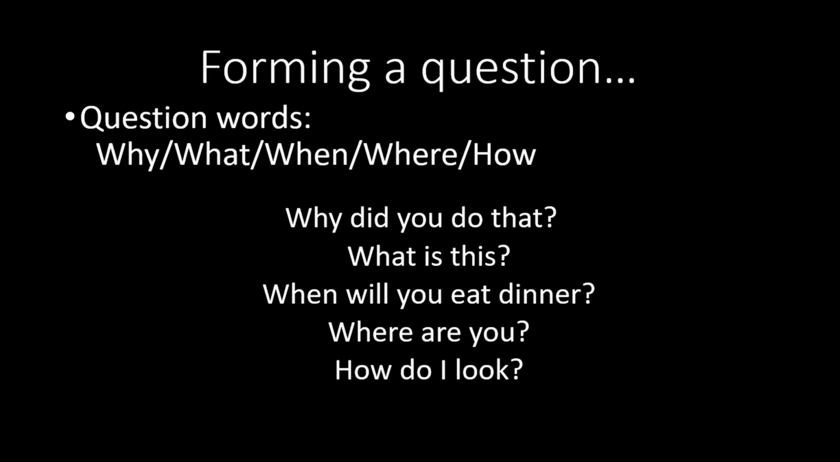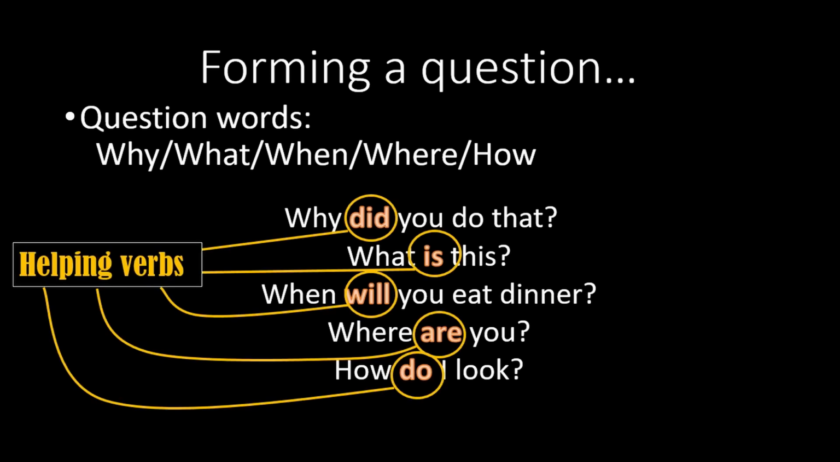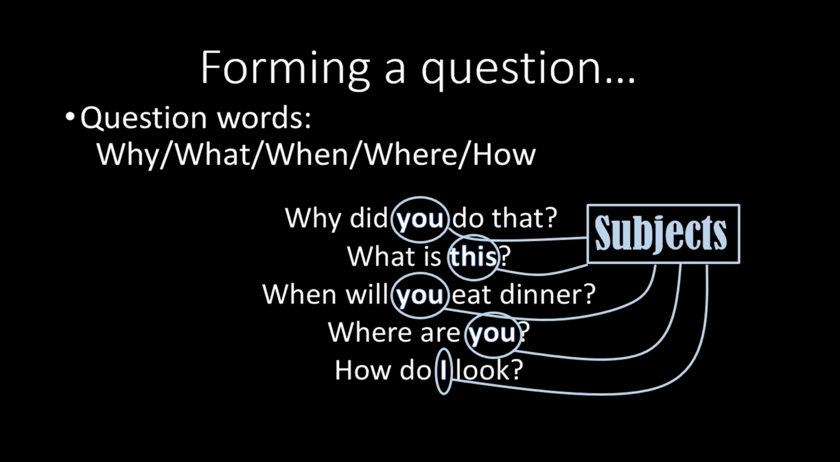And so you can see here, we have those helping verbs: did, is, will, are, do. If you forget what these helping verbs are, you can go back and look in the previous part of this video at the whole list of helping verbs. And then on the other side, right after the helping verb, you will see these words called subjects: you, this, you, and I.